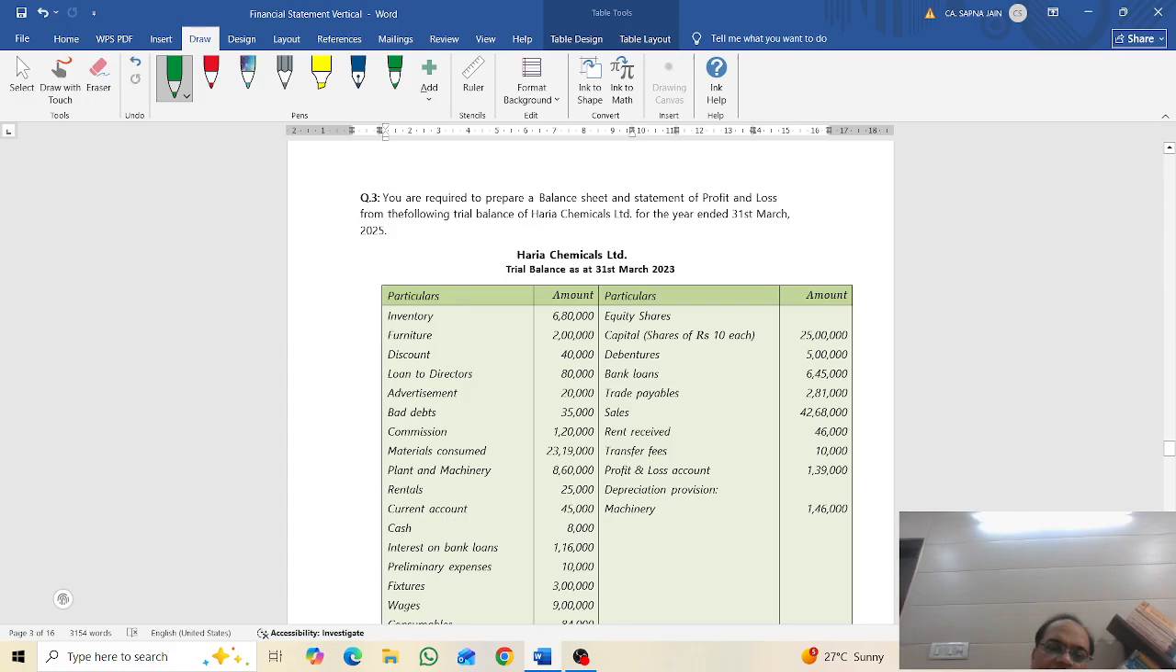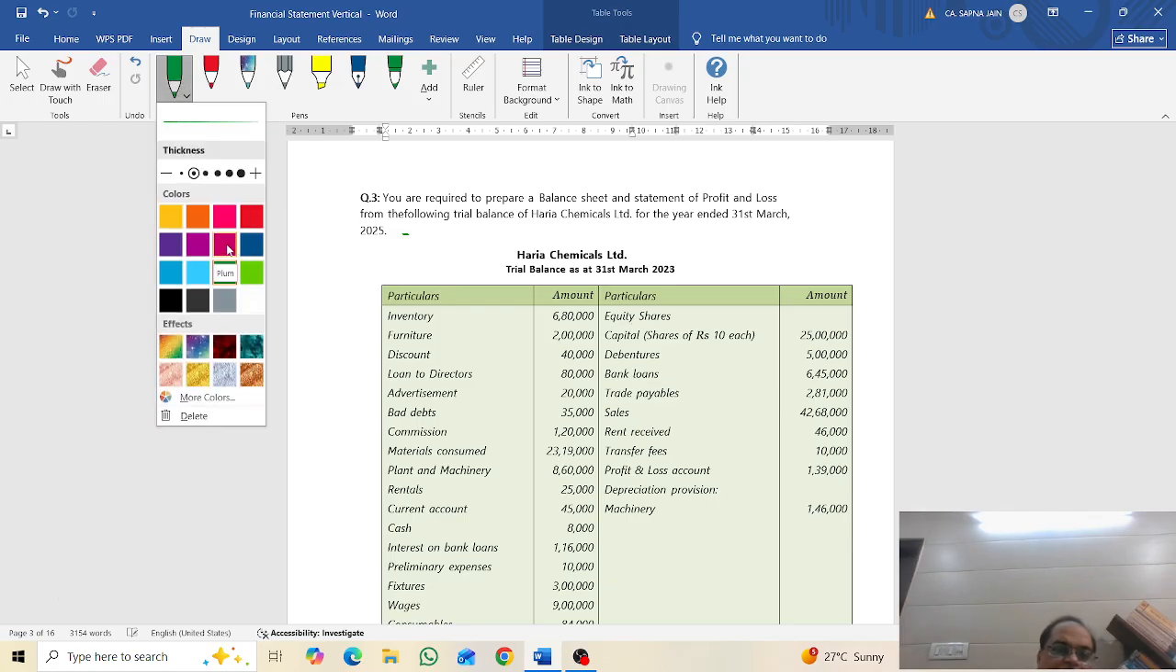Now question number 3. This is the question related to preparation of balance sheet and profit and loss account, but without adjustment. You are required to prepare a balance sheet and a statement of profit and loss account for the following trial balance of Hariya Chemical Limited for the year ended 31st of March 2025. Clear? So now the trial balance is given.